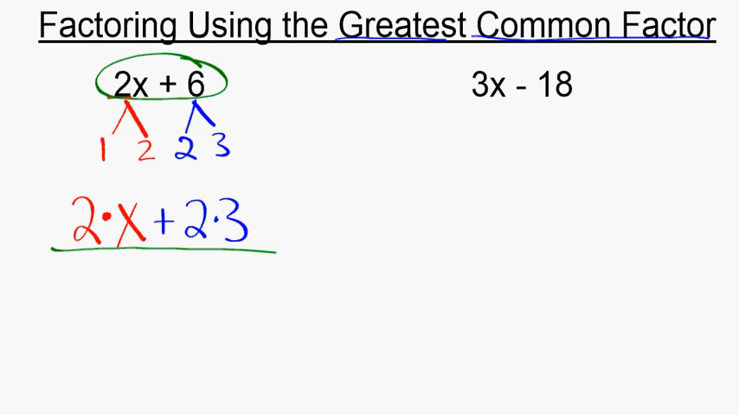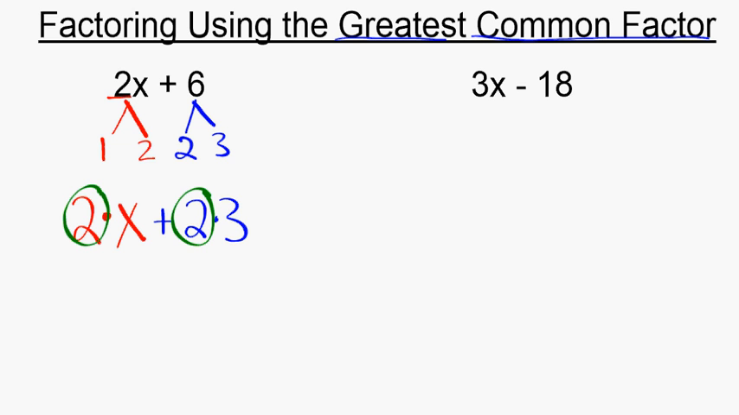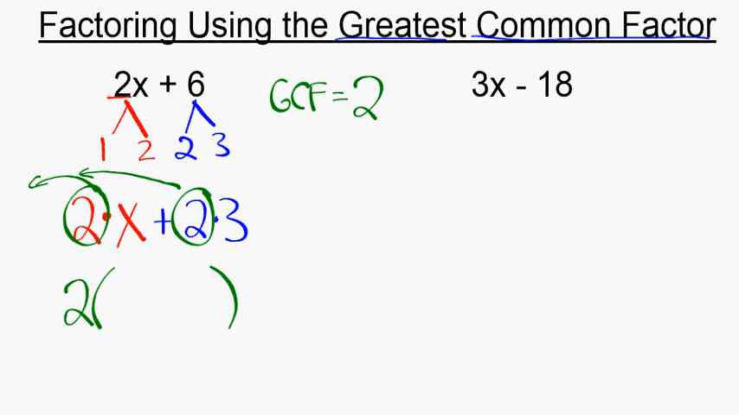6. Our goal is to identify what they have in common. In this case, they both have a 2. So 2 is actually the greatest common factor. The GCF in this example equals 2. So I'm going to do the opposite of distributive property and take that 2 out and write what we have remaining. What's left in the first term is just an x. What's left in the second term is just a 3, and they are both positive.